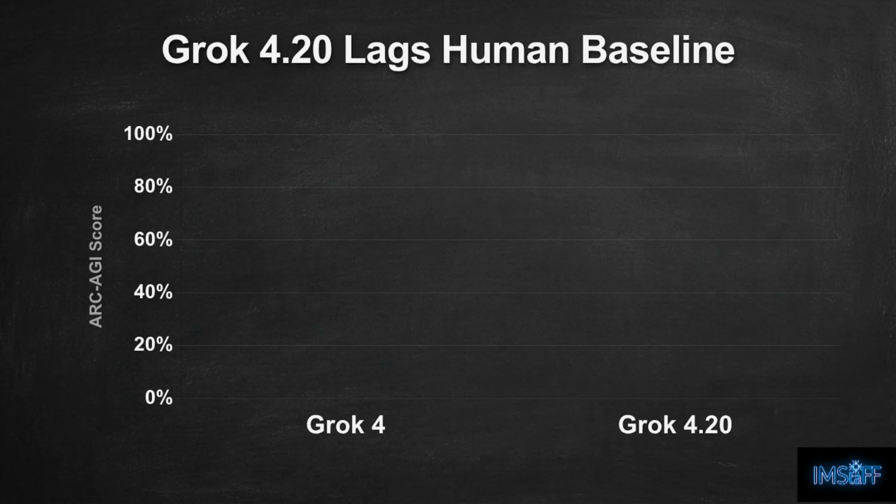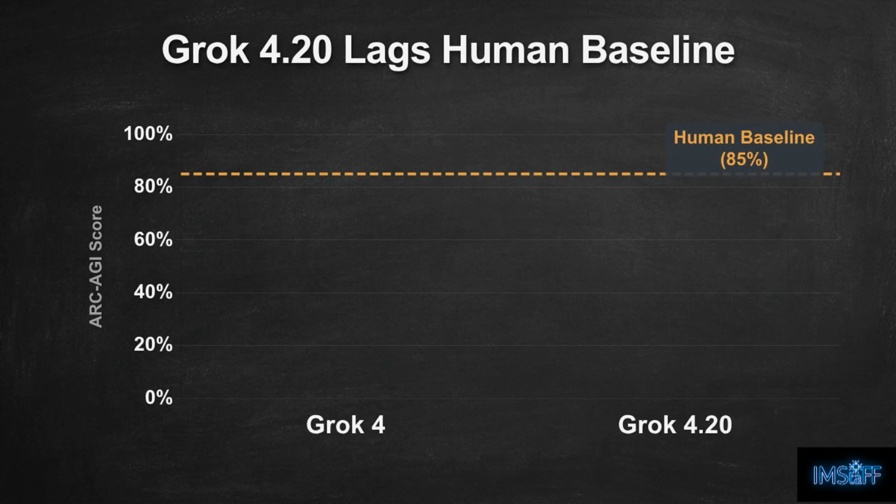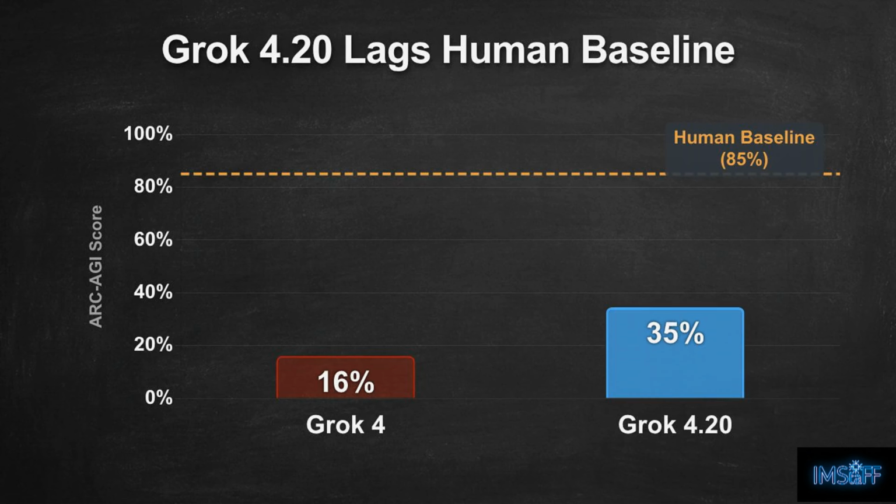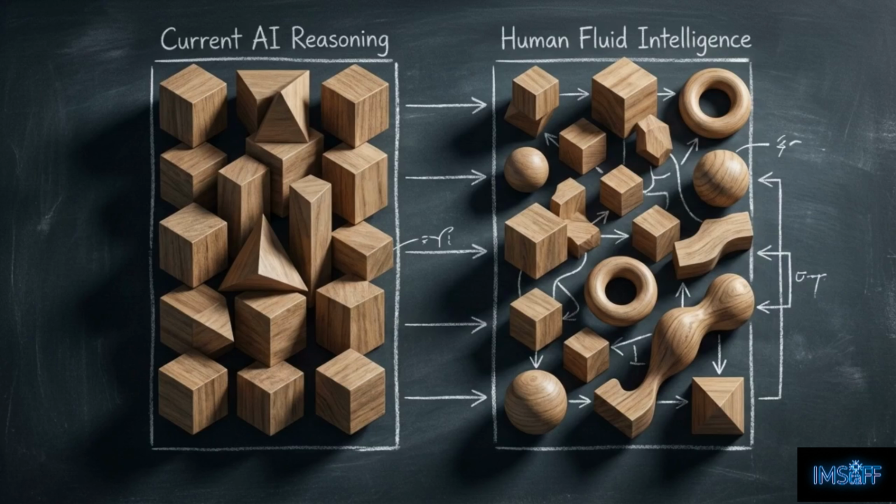This bar chart shows the ARC-AGI benchmark results against a target line of 85%, representing the human baseline. ARC-AGI measures fluid intelligence, which is the system's capacity to solve genuinely novel logic problems that cannot be memorized from training data. Grok 4 scored 16%. Grok 4.20 reached 38%, a significant jump, but one that still leaves the model far from human parity. The remaining gap to the 85% target highlights the difficulty of achieving human-like reasoning.